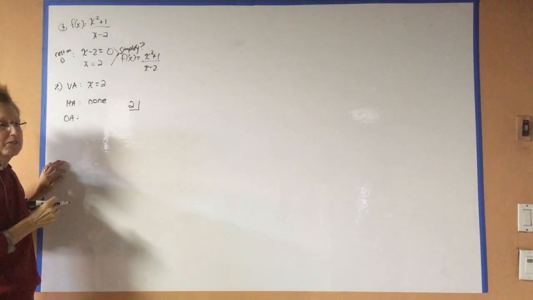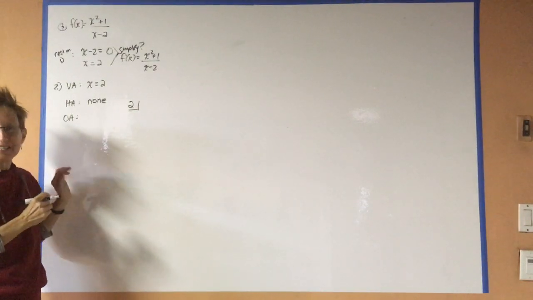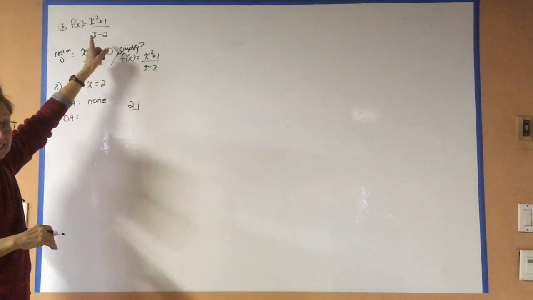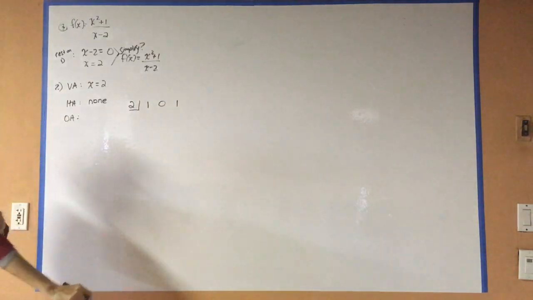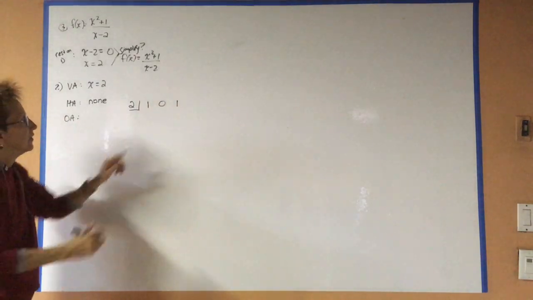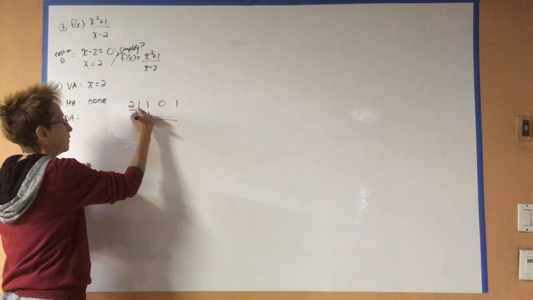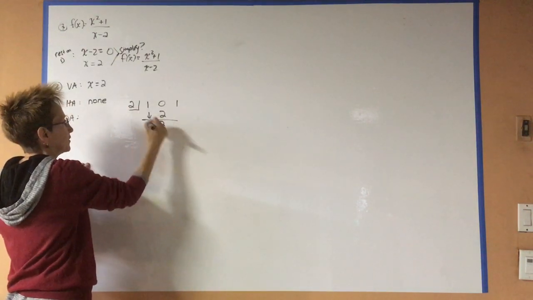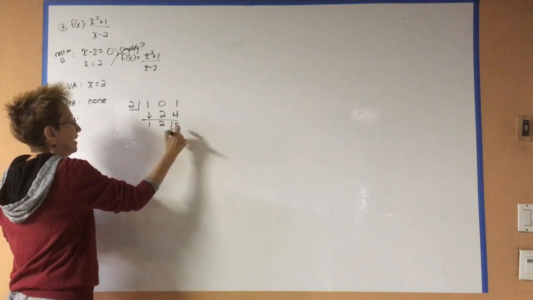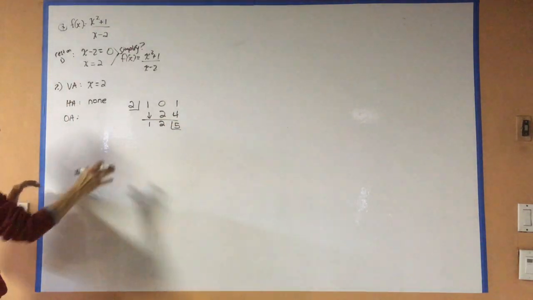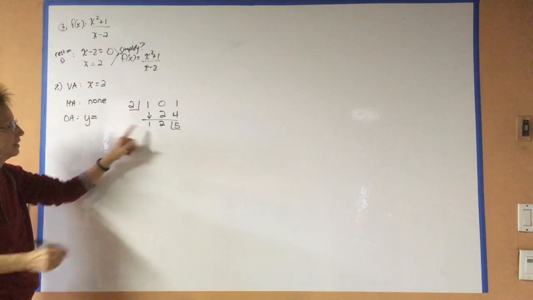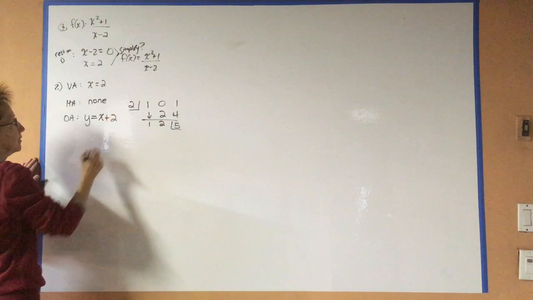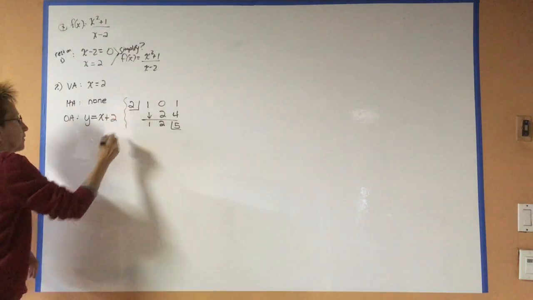I see some of you shaking your head yes, and some of you shaking your head no. I can see all things. Which is it? There's a missing term, right? So it's going to be 1, 0, 1. There is no x: x squared, x, and then the constant. Bring down the 1, multiply, I get 2, add, I get 2, multiply, I get 4, add, I get 5. That's my remainder. I don't even have to worry about it. My OA is y equals x plus 2.